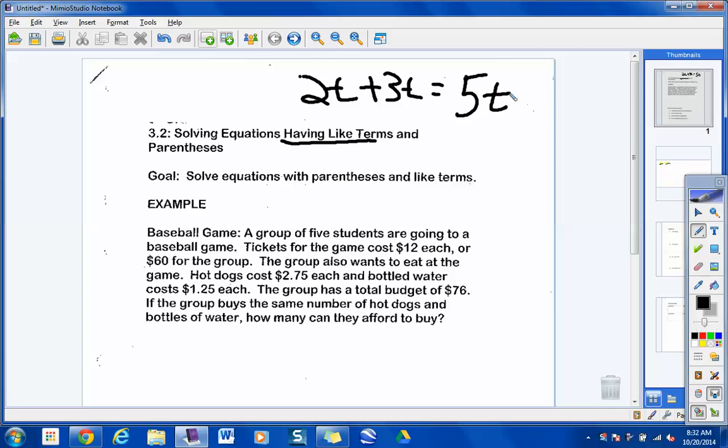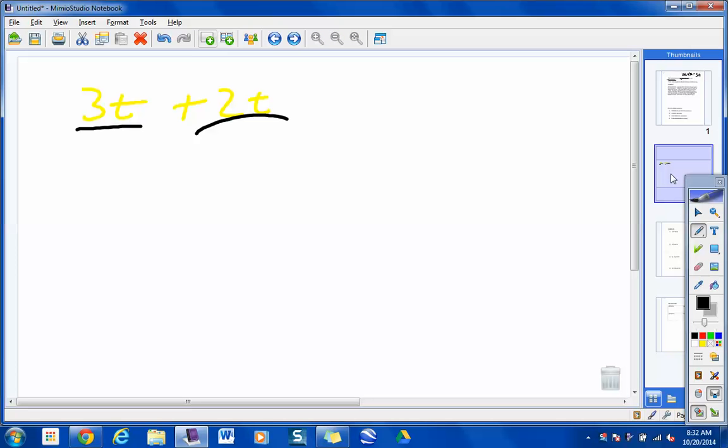So when we start looking at this section today of solving equations having like terms, we want to remember what it means to combine like terms first, okay? And then secondly, we're going to have situations where the equations start inserting some parentheses. And in the past, we've talked about a property that would get rid of parentheses.